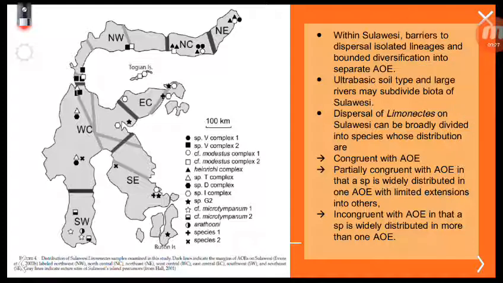Thirdly, species may be incongruent with AOE in that a species is widely distributed in more than one AOE. For example, the L. species 1 complex is widely distributed in the eastern area. One of the reasons is that ancestors of this species reached Sulawesi after the retreat of the oceans that compartmentalized diversity in other fauna.